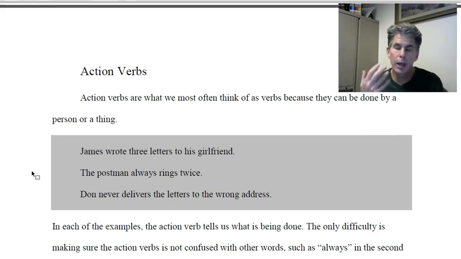So action verbs are what your high school English teacher told you. Those are the actions that subjects undertake. Those are the things that people do. James wrote 3 letters to his girlfriend. The postman always rings. Rings is your verb. That's what he's doing. Okay. Don never delivers. Delivers is what Don did. It's what people and things do.